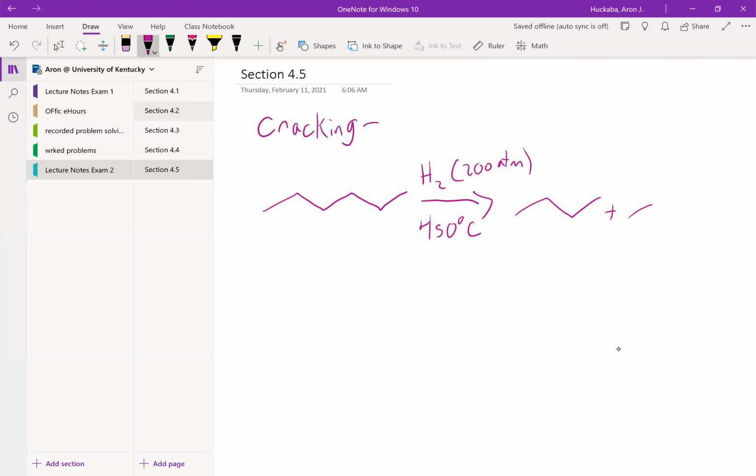That's cracking. And you could imagine if you have a very non-volatile thing with a high number of carbons that isn't so useful, but you crack it into something that has fewer carbons that is more useful, then now your petroleum is more valuable to you and to others.